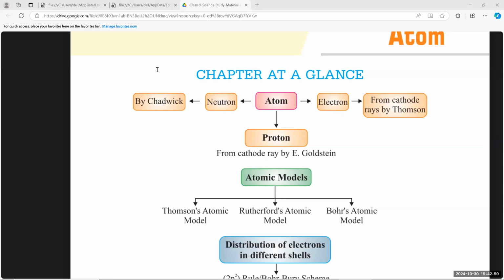Done. Noted, everyone? Yes, sir. Distribution of electrons. Yes, sir. Finished.